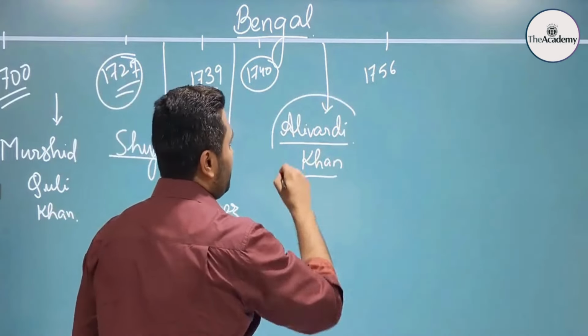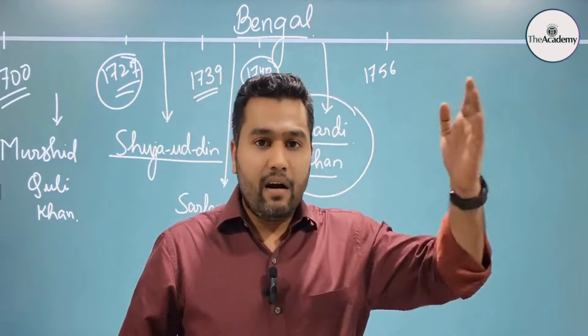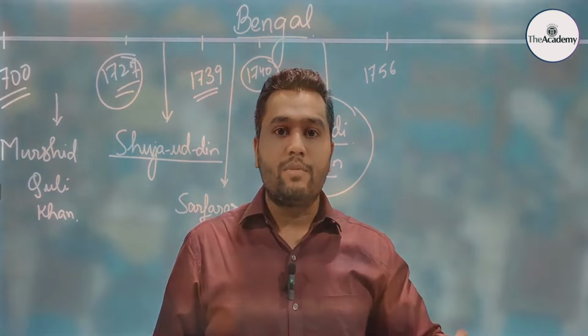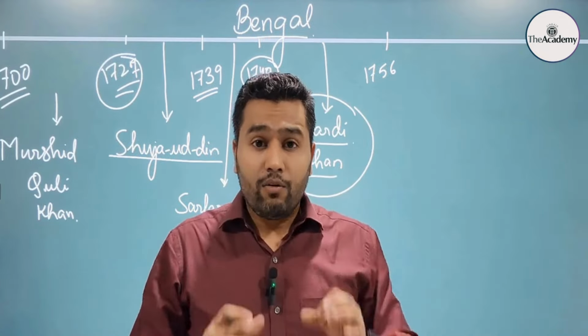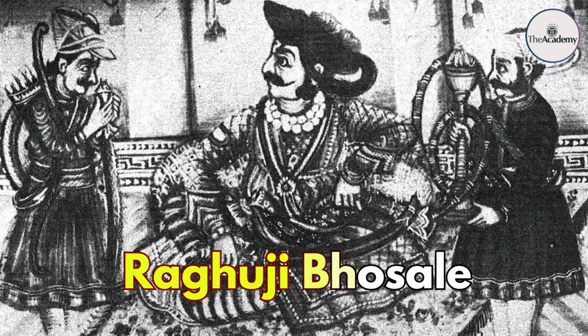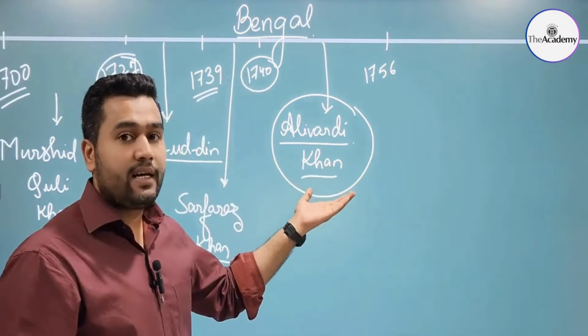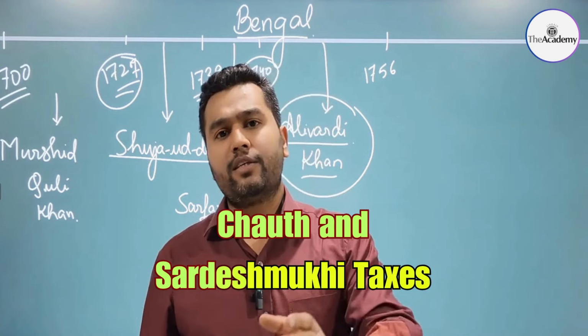During the time period of Alivardi Khan, Bengal was threatened by the Afghans from the northwest and the Marathas from the southwest. In fact, the region of Odisha was always threatened by Raghuji Bhosle and his raids. So Alivardi Khan signed the treaty with the Marathas in 1751. He agreed to pay them Chauth and Sardesh Mukhi.